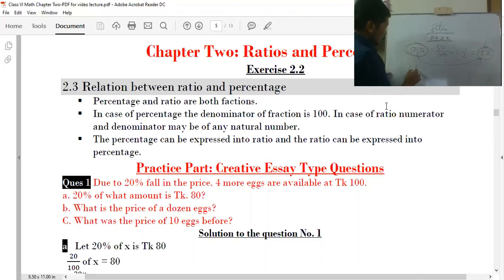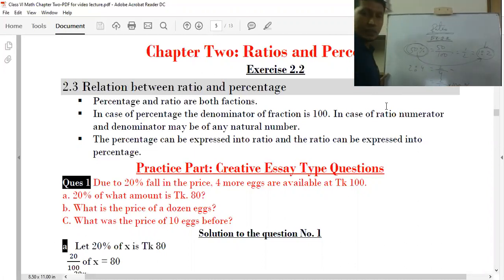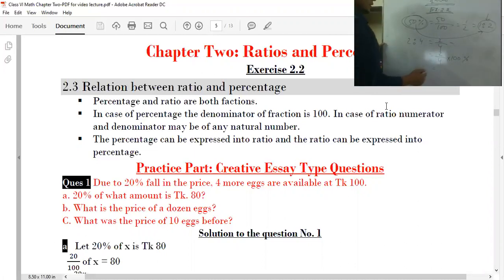Suppose 2:4. 2:4 is a ratio. We can express it as a percentage this way. 2:4 means 2 by 4, and 2 by 4 can be written as 2 by 4 into 100%. If we want to convert it into percent, we have to multiply it by 100%, because if we multiply any fraction by 100%, then it becomes a percentage. So if we calculate, it will be 50%. Okay. So 2:4 means 50%.